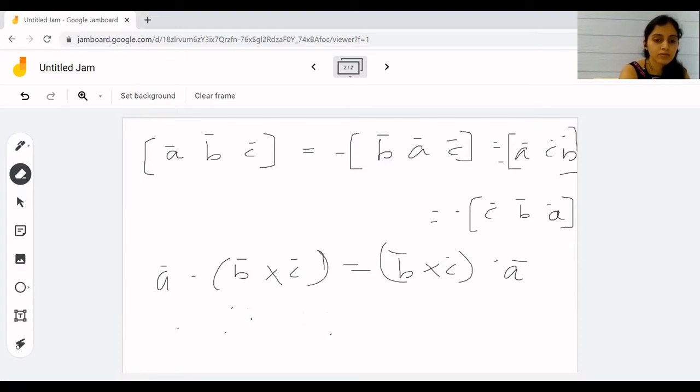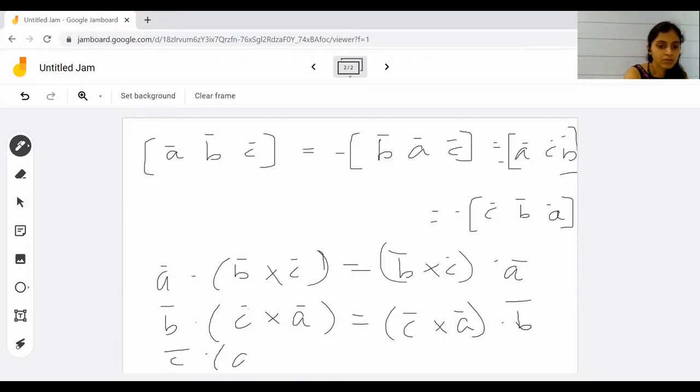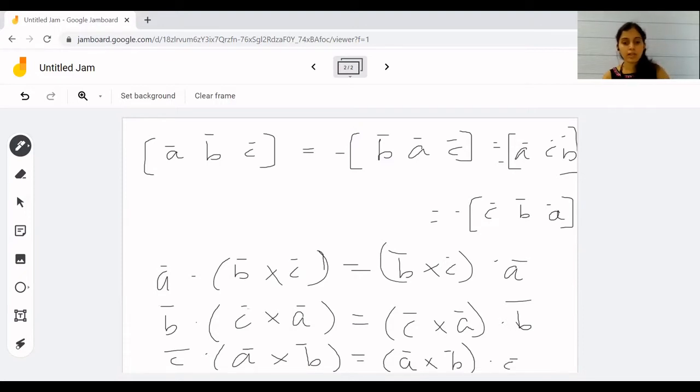Then B bar dot C bar cross A bar is equal to C bar cross A bar dot B bar, and C bar dot A bar cross B bar is equal to A bar cross B bar dot C bar. So it could be multiplied in any manner.